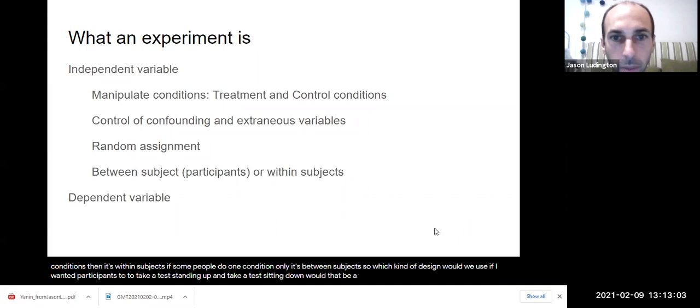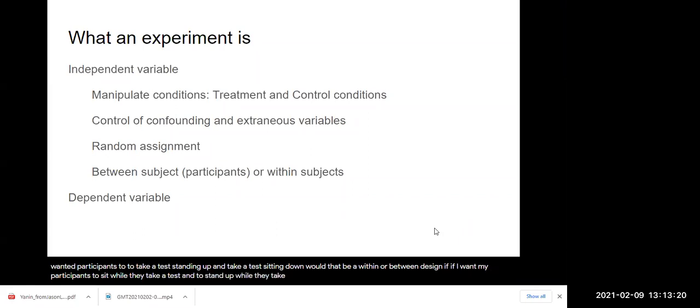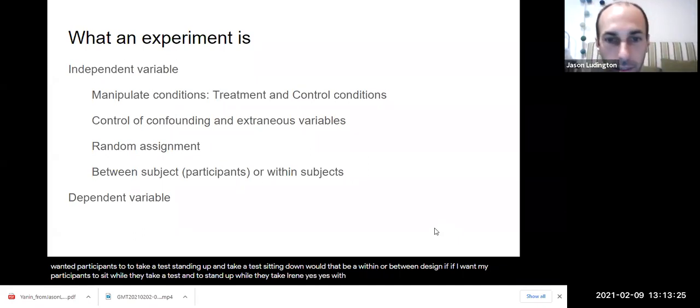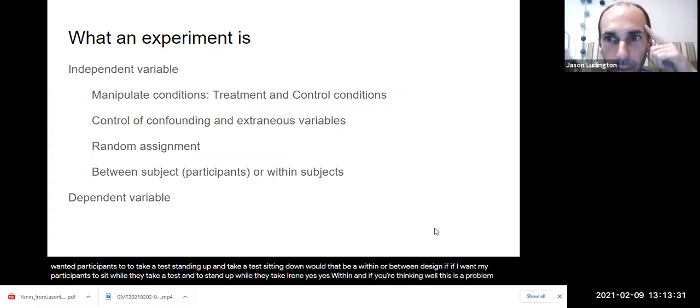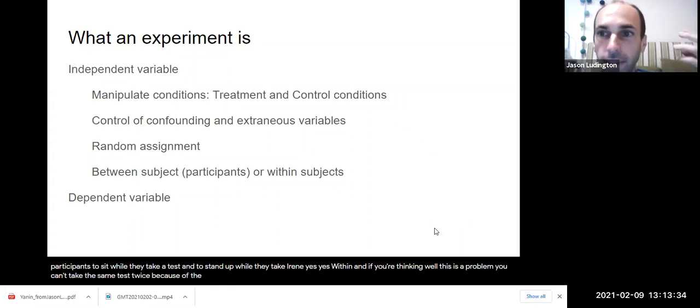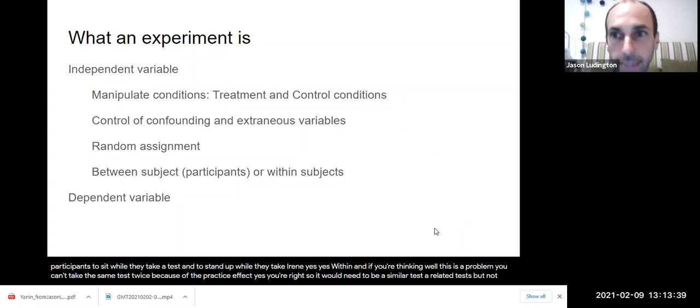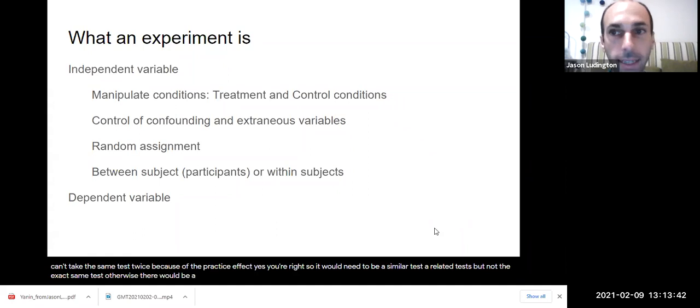Would that be a within or between design? If I want my participants to sit while they take a test and to stand up while they take it, is it within subjects? Yes. Within. And if you're thinking, well, this is a problem, you can't take the same test twice because of the practice effect, yes, you're right. So it would need to be a similar test, a related test, but not the exact same test. Otherwise, there would be a practice effect.